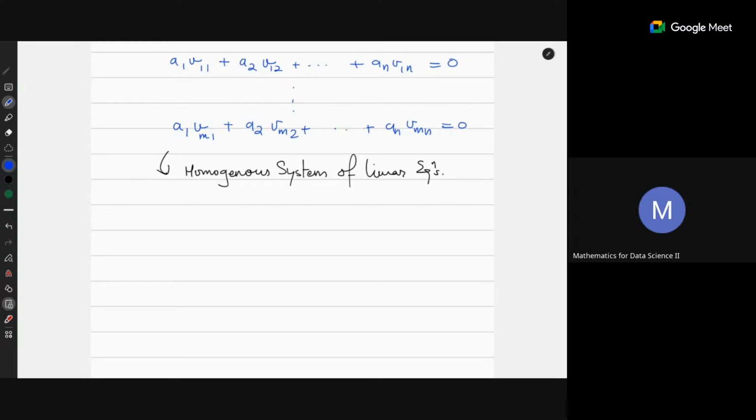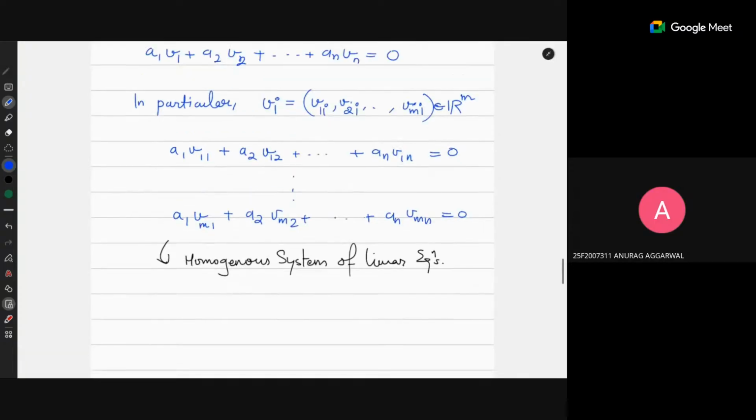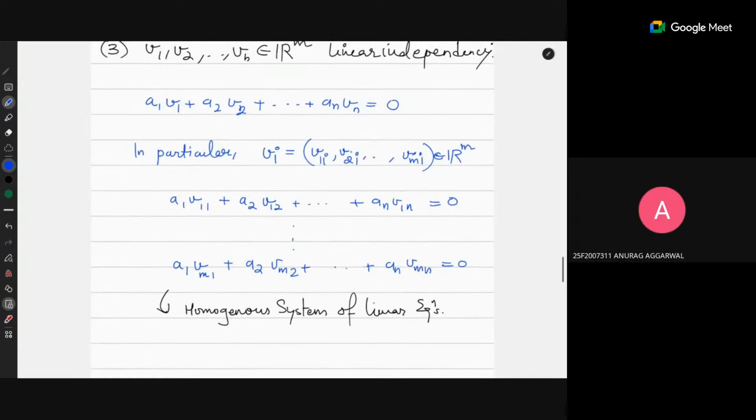Sir, can you explain how you got the equations? I'm confused with the a1 subscripts. I'm confused with it actually. So you write down.